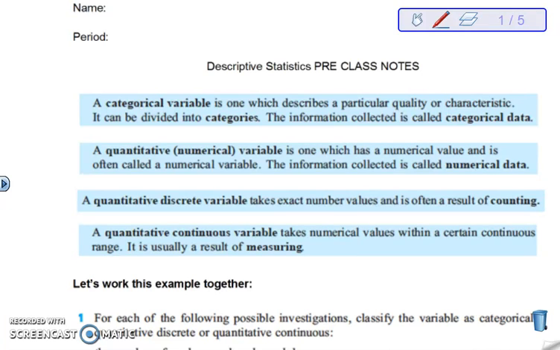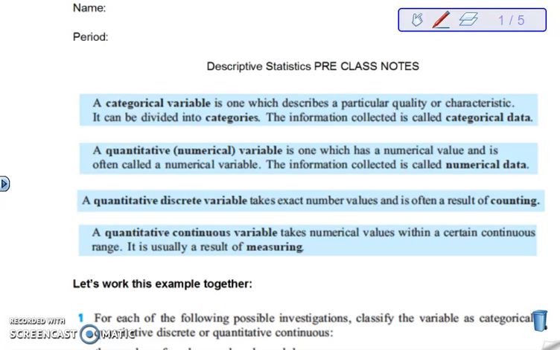All right, so today we are introducing descriptive statistics. There's a couple of terms to go over first. A categorical variable is one that is categories, right? So basically what that means is you're splitting things into things like color, gender, brand, make, model, things of that nature. So it's not really a numerical thing, it's more of a conceptual thing.